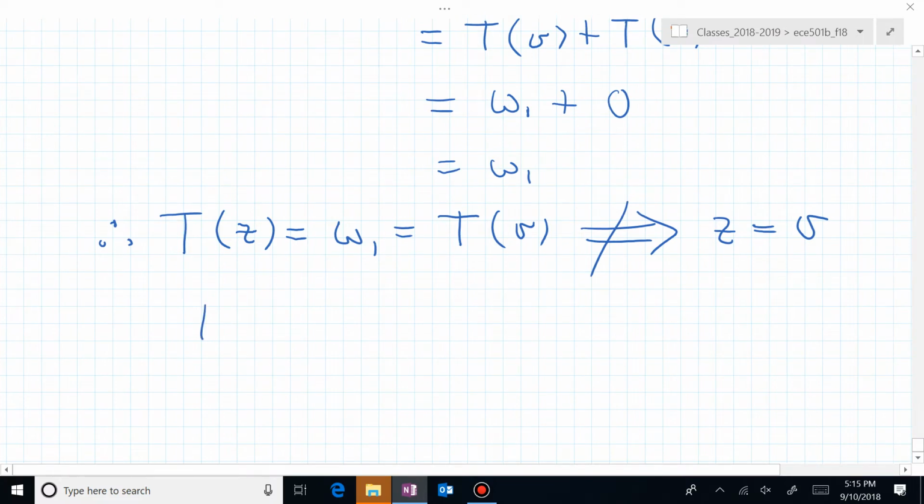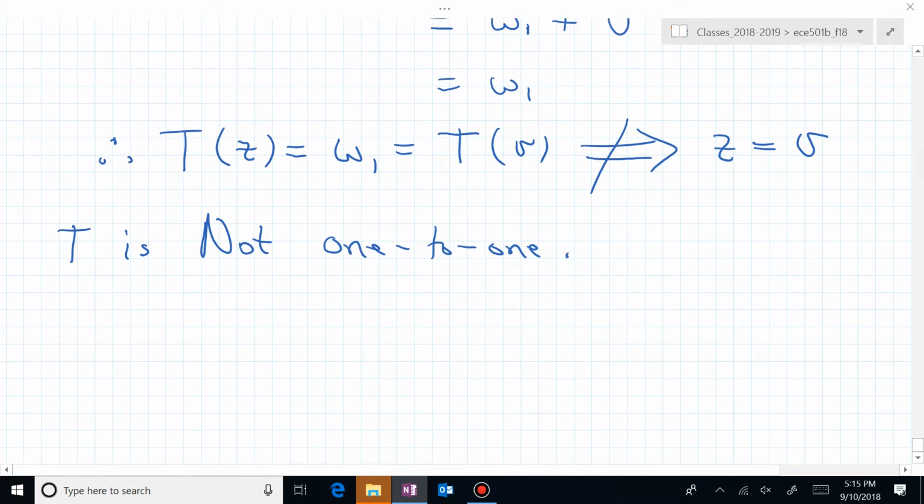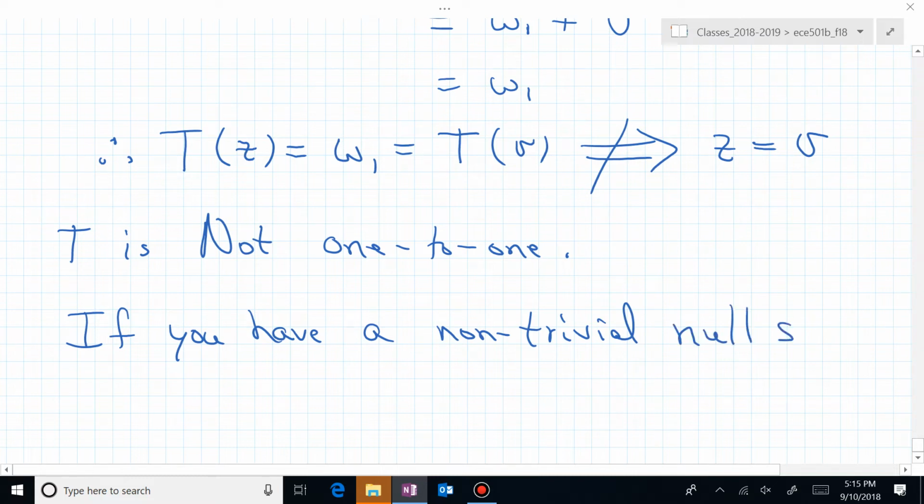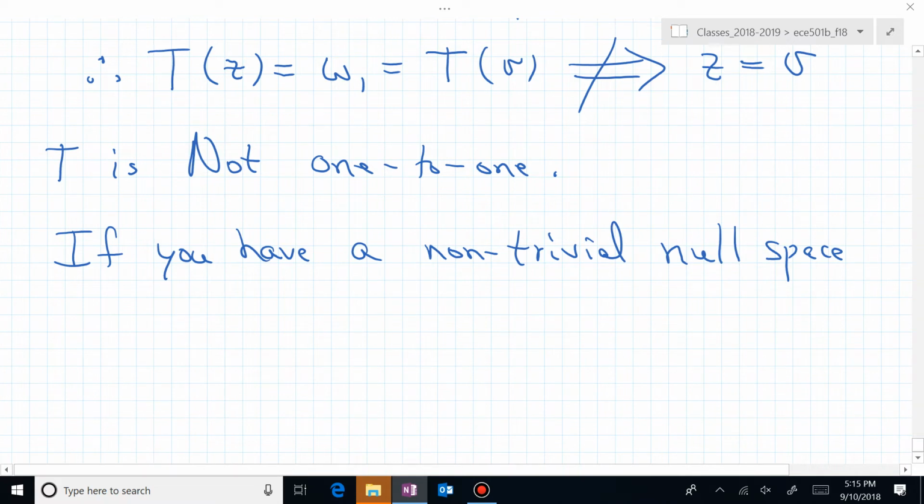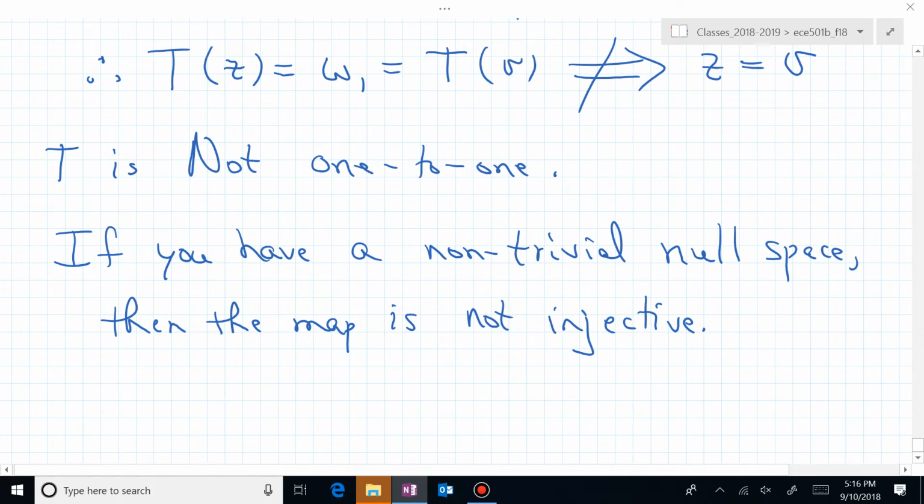So now we've shown that T is not a one-to-one map. So if you have a non-trivial null space, do you see that you can pull vectors out of that non-trivial null space almost at will to give you the same point in your codomain as another vector might produce? So now if you have a non-trivial null space, then the map is not injective. It's no longer one-to-one. It's many-to-one, because you can have many different vectors that map to the same point.